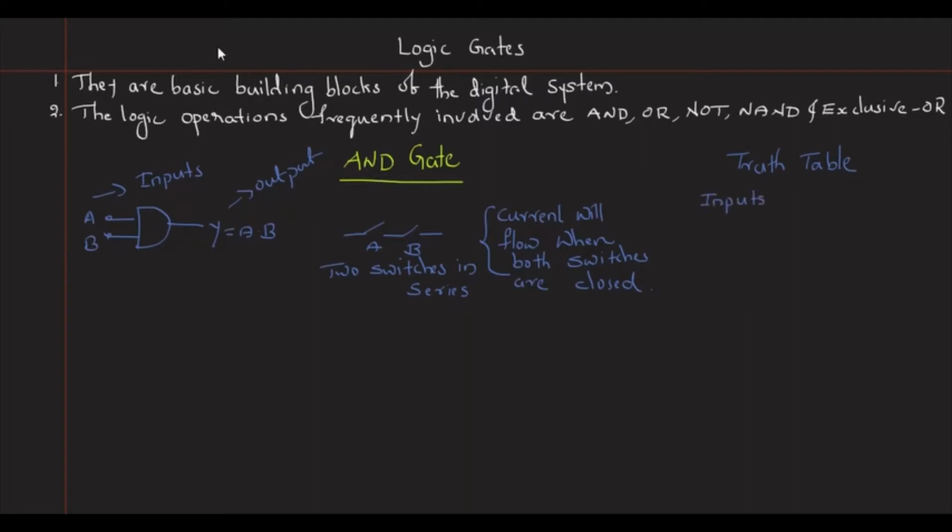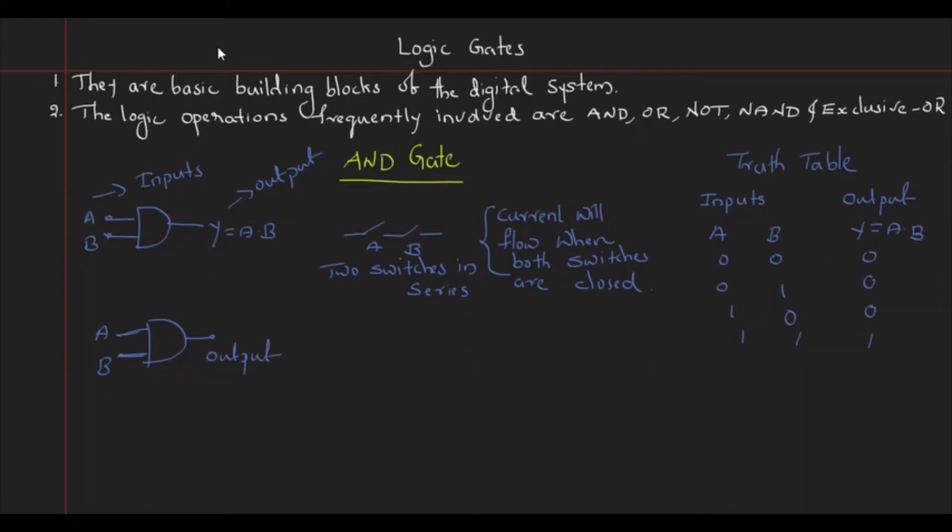Next is the truth table of the AND gate. We have two inputs, A and B, and the output Y is A dot B. When both inputs are 0, the output is 0. If any input is 0, the output is again 0. But when both inputs are 1, the output is 1.